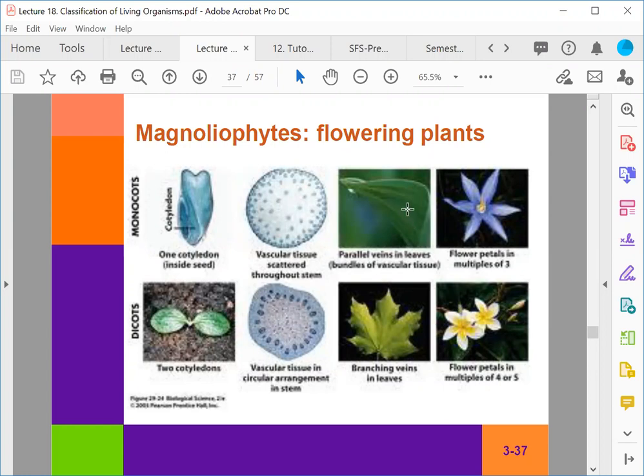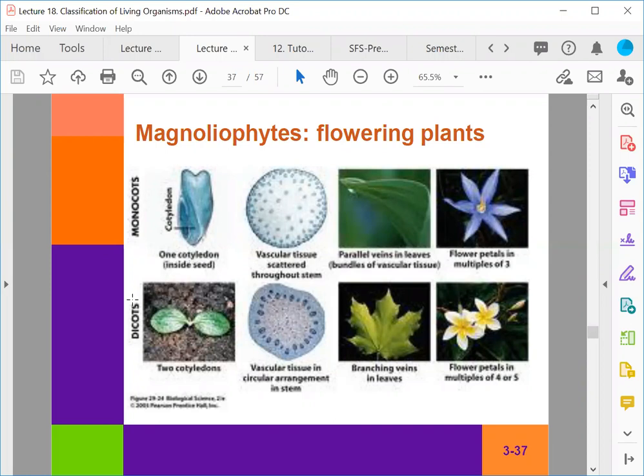Venation, leaf venation. So the veins in leaves of monocots tend to be found as parallel veins. And if we're looking at the flowers of monocots, the flower parts, not just the flower petals, but the flower parts are found in multiples of 3.